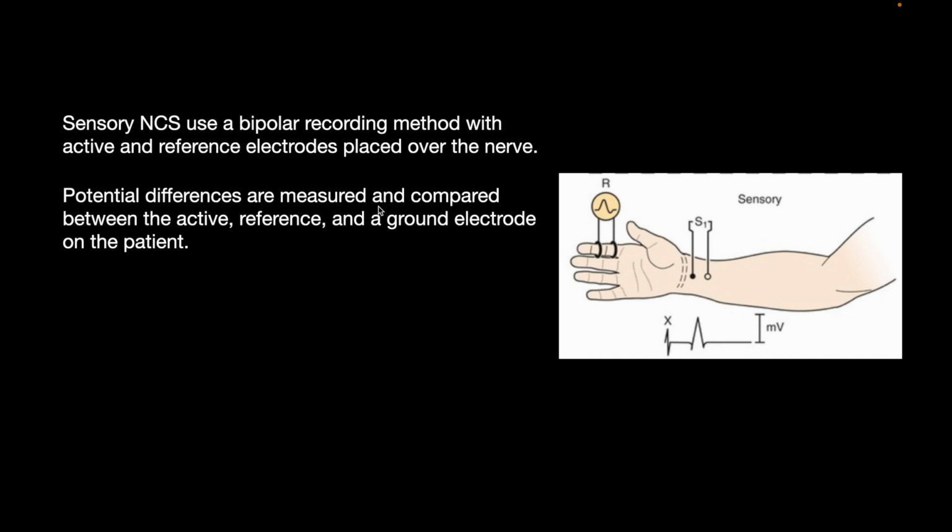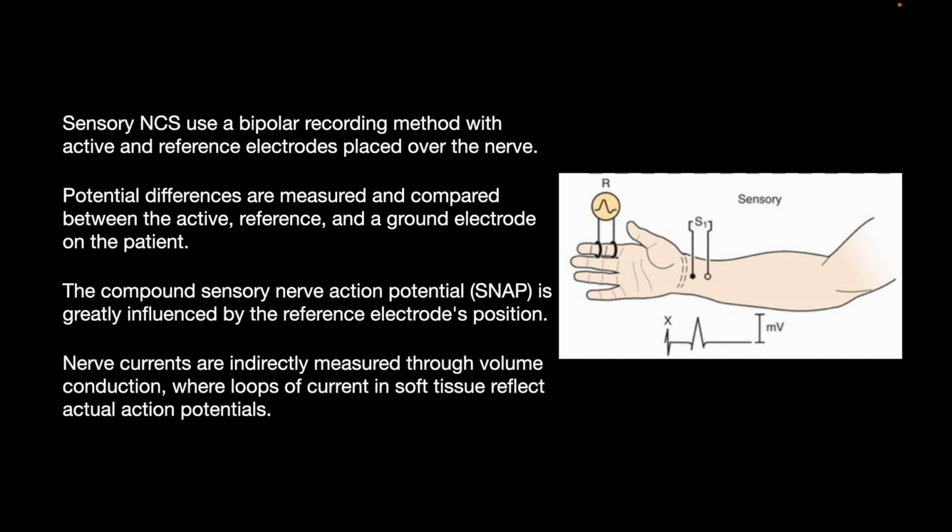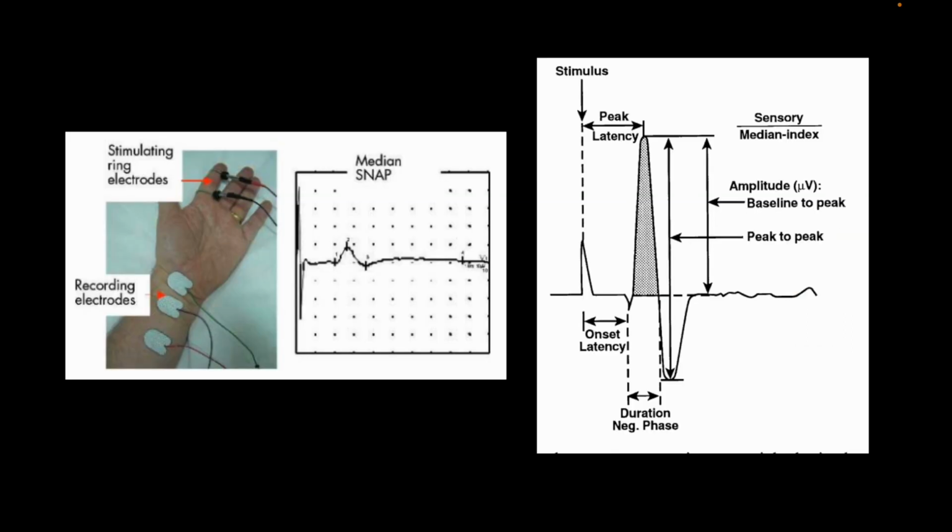Potential difference is measured and compared between the active reference and the ground electrode on the patient. Now, compound sensory nerve potential is greatly influenced by the reference electrode's position. So, we give a signal over here and we record it in the nerve terminal over here. Nerve currents are indirectly measured through volume conduction, where loops of the current in the soft tissue reflect the actual action potential. So, we'll go into the details of this SNAP.